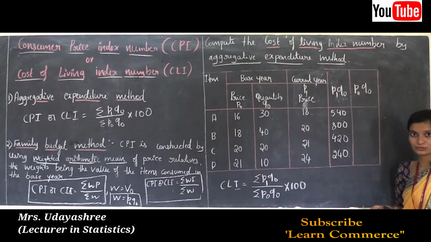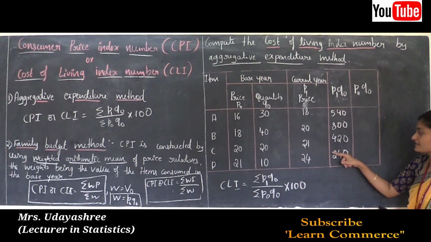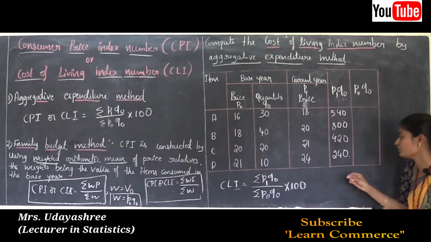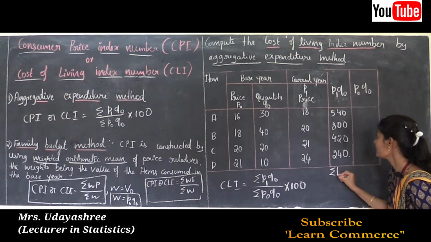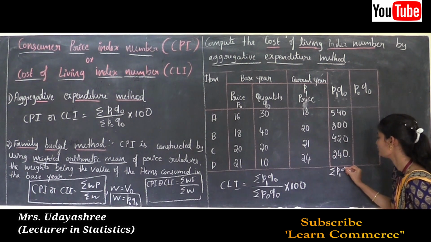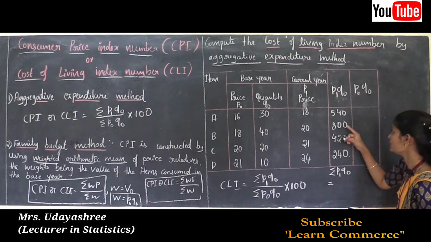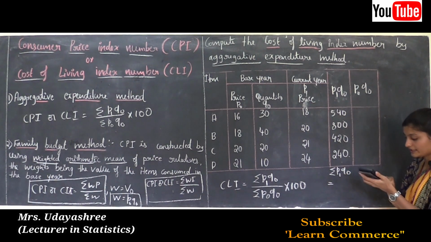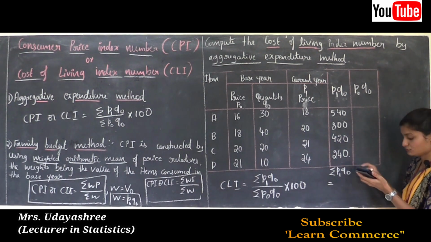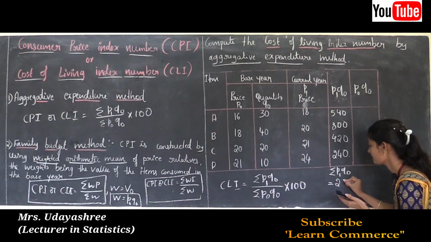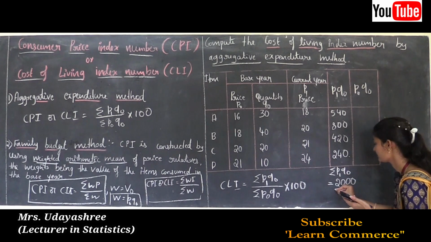Next, what to do? We need to calculate the sum of these observations. The notation is summation P1 Q naught. This is equal to 540 plus 800 plus 420 plus 240. Then the total is 2000.